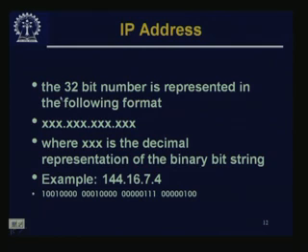As I have already explained, the 32-bit number is represented in the following format: something dot something dot something dot something, where each part is the decimal representation of the binary bit string. For example, 144.16.7.4. If you see the first byte, this has a place value of 128 plus 16 for these two ones. So, that makes it 144. This is the binary equivalent of 144, or 144 is the decimal equivalent of this. So, this is the IP address, 4 bytes of it, and the corresponding decimal equivalent of each of the bytes is given: 144.16.7.4. This looks like a valid IP address.